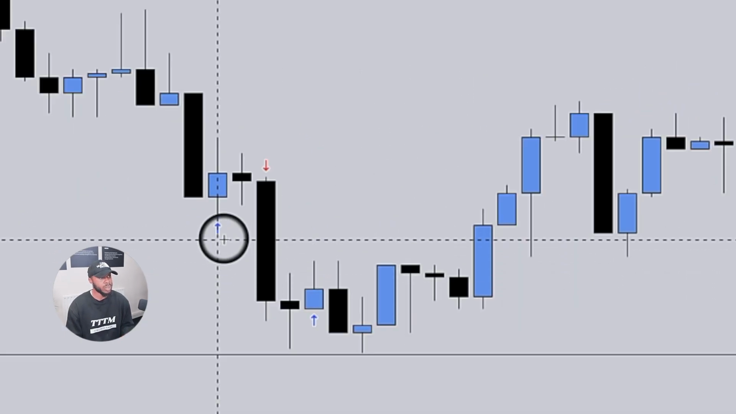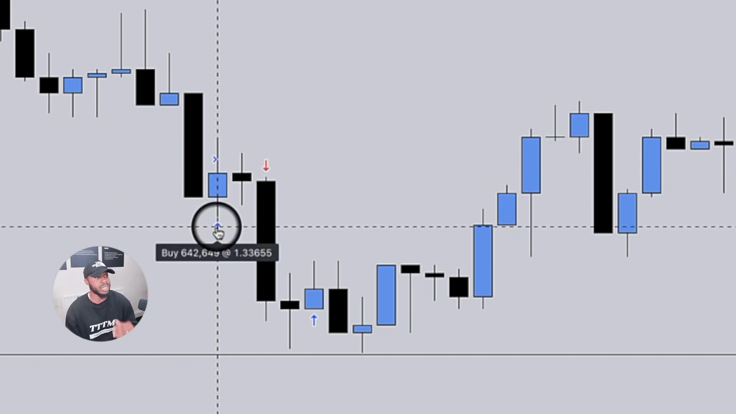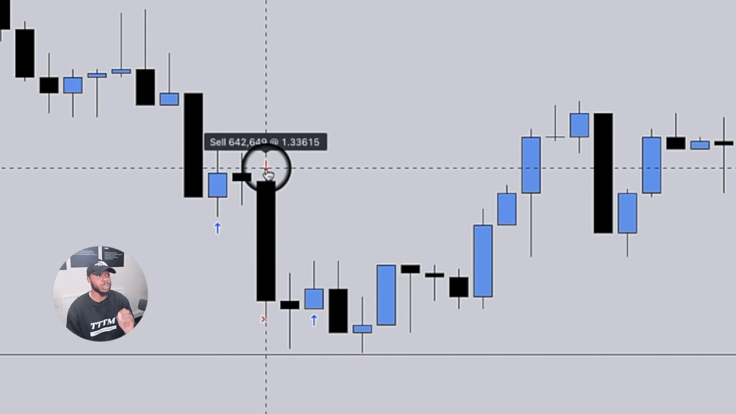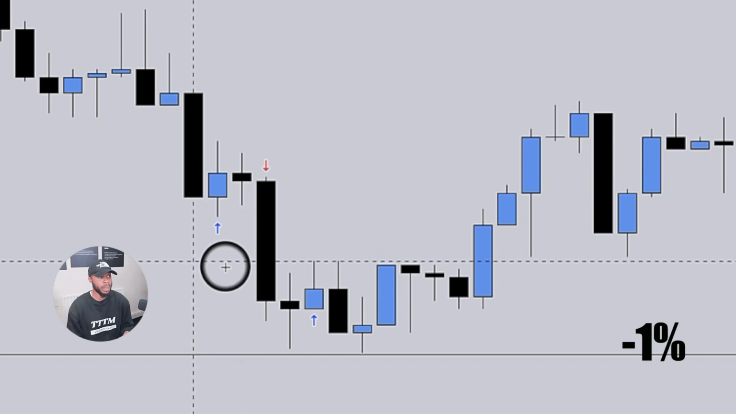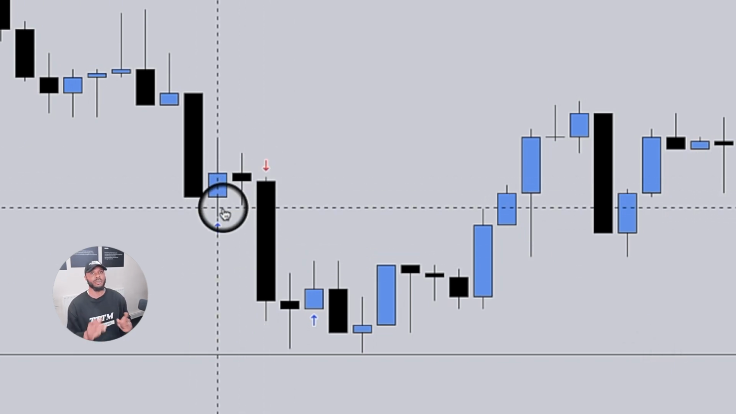You can see here, this was where I jumped in, roughly about 65.5. It says here 1.33655. I got stopped out where? At 1.33615. So that was a 4 pip stop loss. And look at this. How long did it take for me to get stopped out? I got stopped out in 2 minutes.